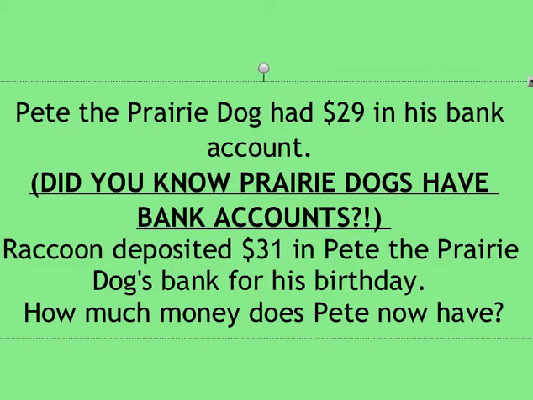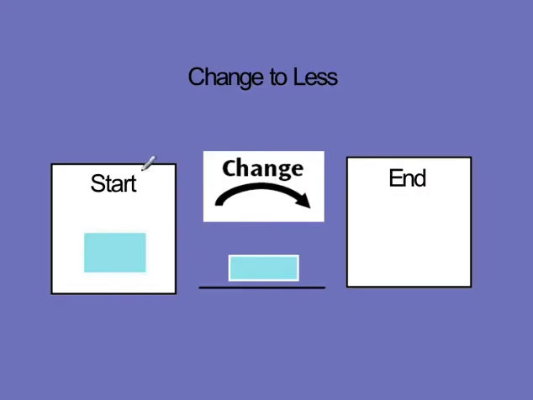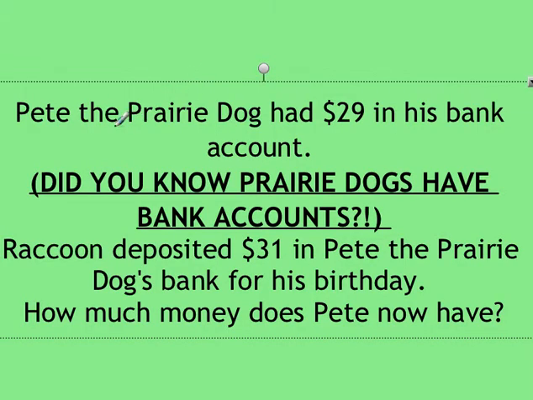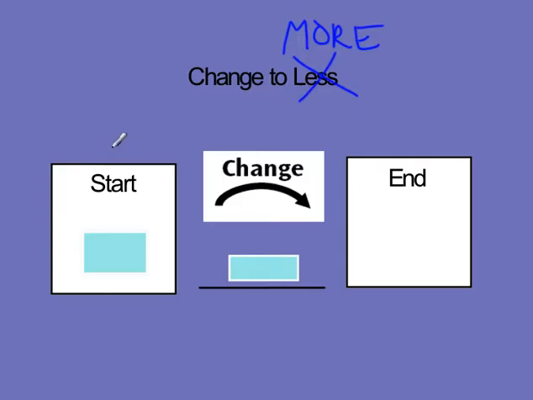So let's go ahead and take a look at our change to less, which is actually going to be kind of a change to more now, so my title should be different up here. Let's fix that. Change to more. That's what I call a Mac fail sometimes. Okay, we started with how much money? Pete started with $29 in his bank account. $29.